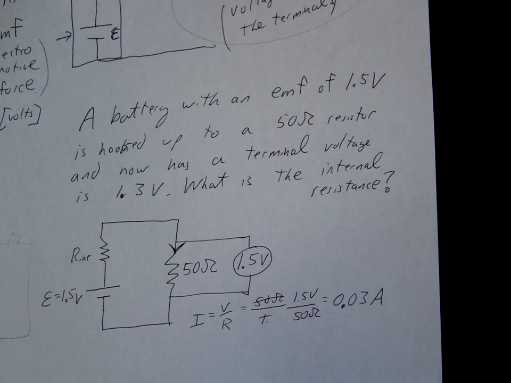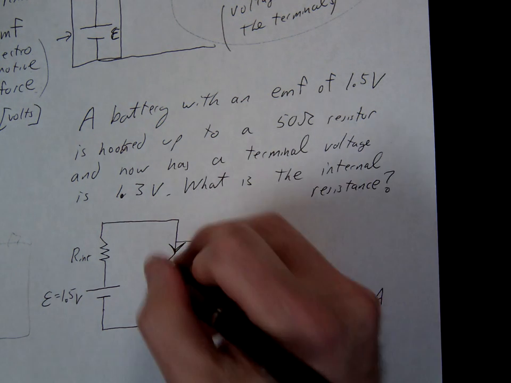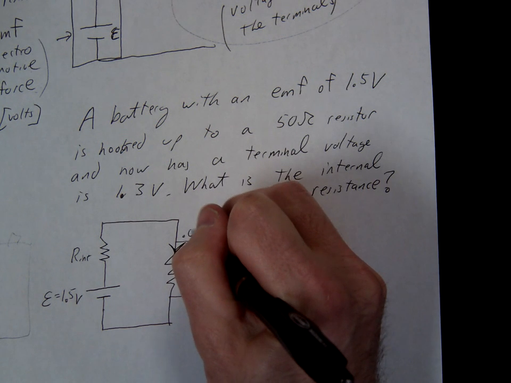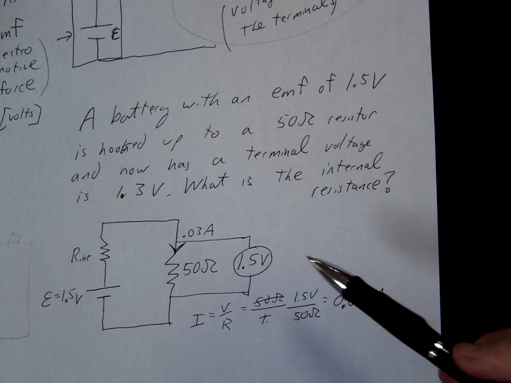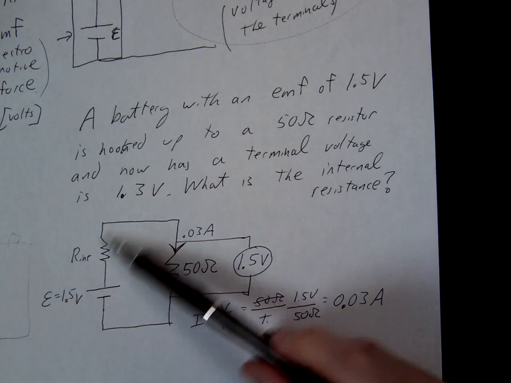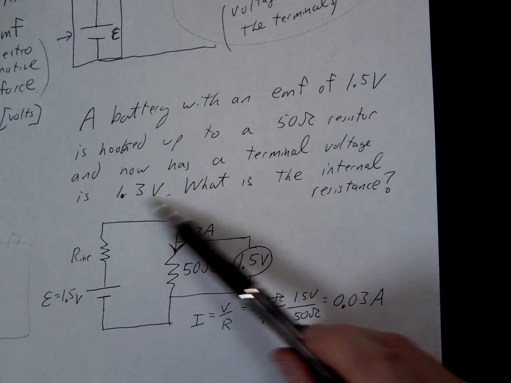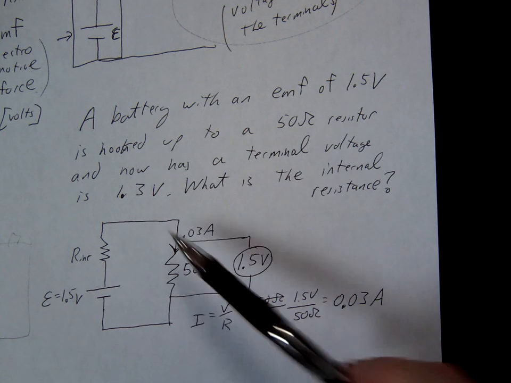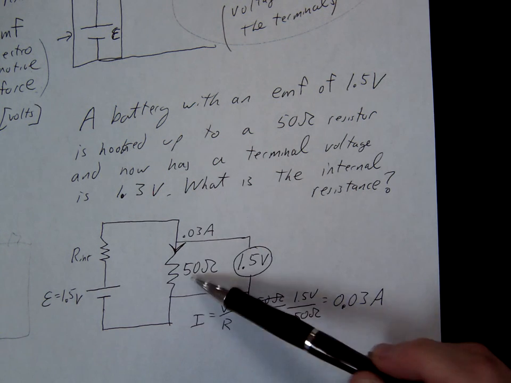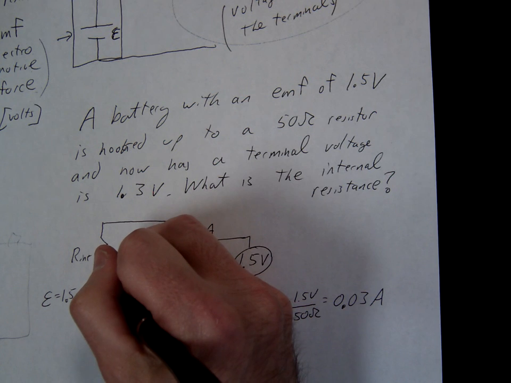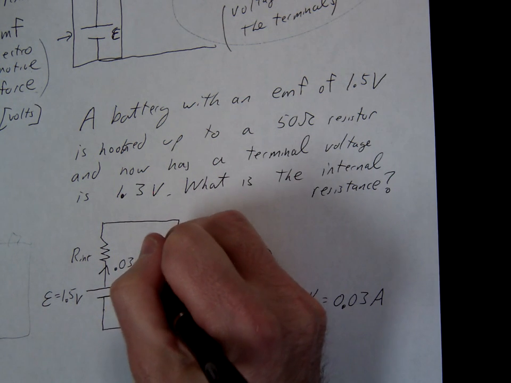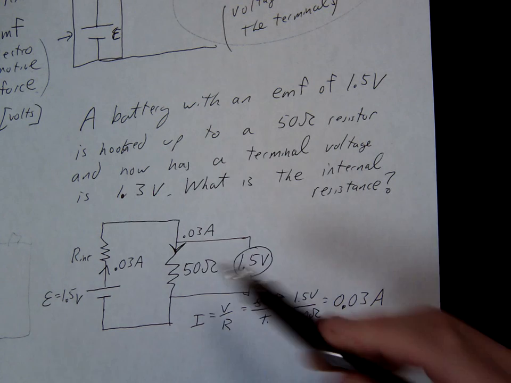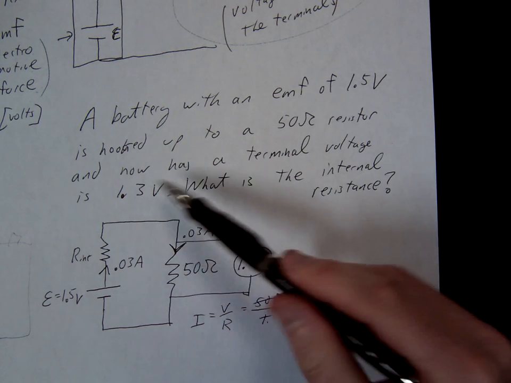Okay, 0.026. So that's the current through here, 0.026 amps moving through there. Well, notice when you look at this circuit, what kind of circuit is this? A series circuit, right? So if we know the current through the 50, how much current is going through our internal? The same. So there's going to be one current going all the way through the circuit, right? 0.026.